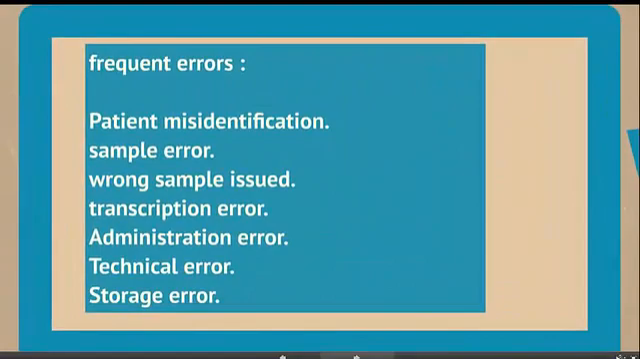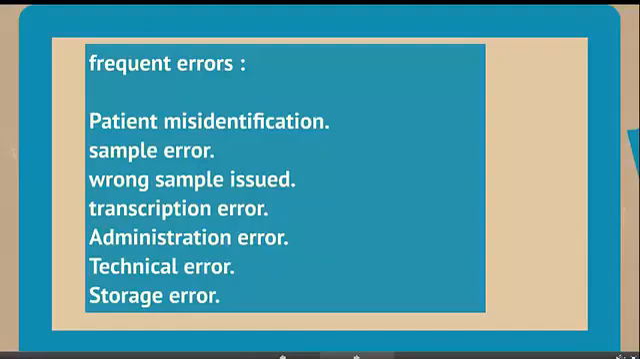What are the common errors that can happen and also lead to complications of transfusion? The first one is patient misidentification. This is most important when we want to identify a patient for a blood sample before we transfuse the patient, and also identification of the patient when we want to transfuse a patient with a blood component. The second one will be the sample error.